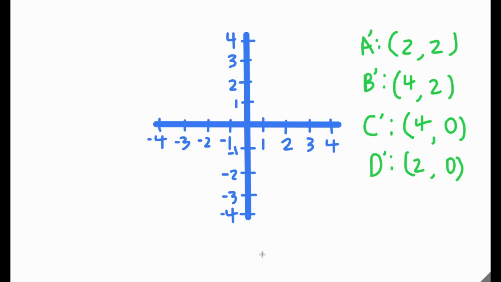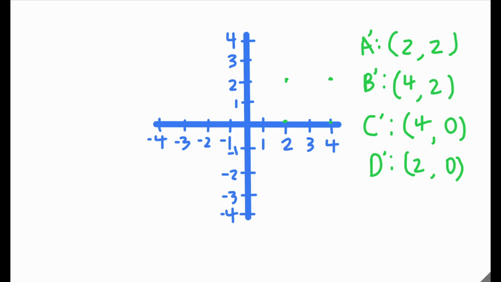Like I said in one of the previous videos, after we complete a transformation, all of our new points are going to have this little apostrophe after each of the letters. So we're going to say A prime. Our new shape is going to have the point A prime. So let's try graphing that. We figured out that that was at 2, 2. So we'll graph that right here. And then we said that B prime is at 4, 2. So that's going to be here. And then C prime is at 4, 0, so right here. And D prime is at 2, 0.